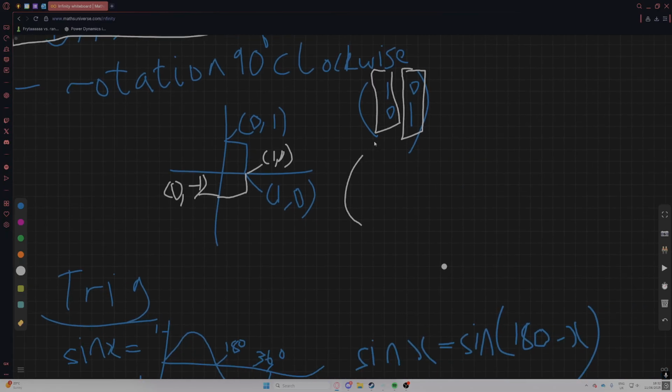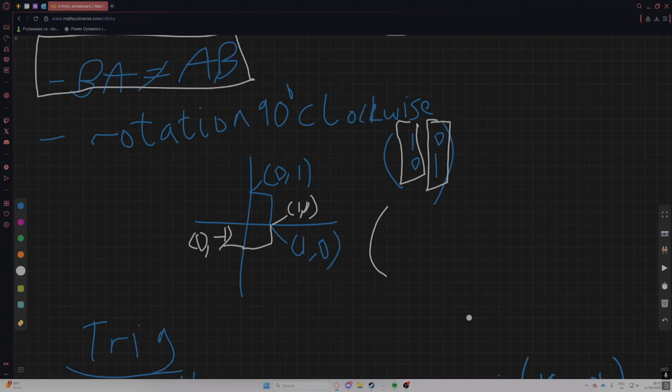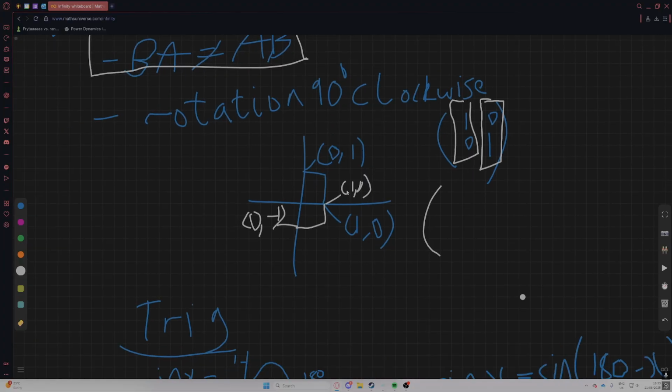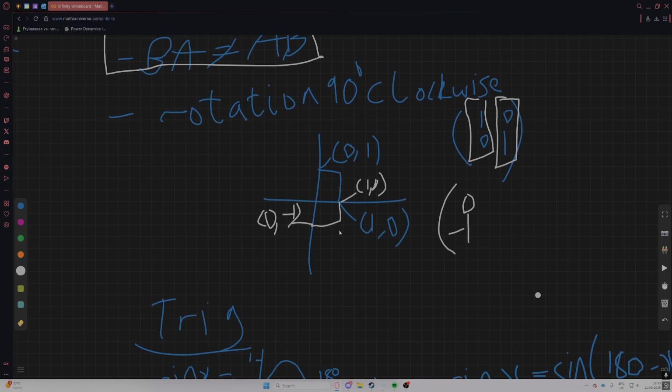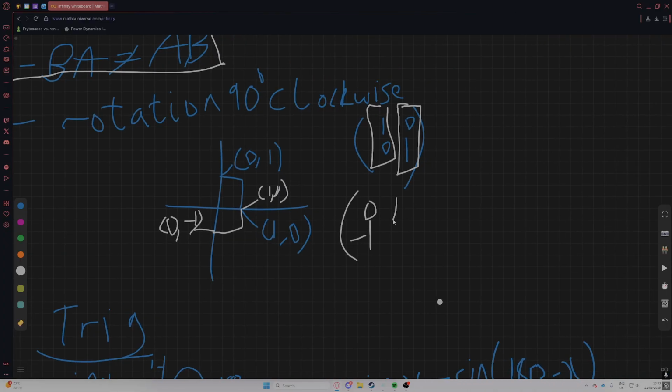So now, the first point in the identity matrix is 1, 0. So the 1, 0 has gone to 0, negative 1. So that will be the first column. And then the 0, 1 has turned into 1, 0. So that will be 1, 0. And then that is your transformation matrix.